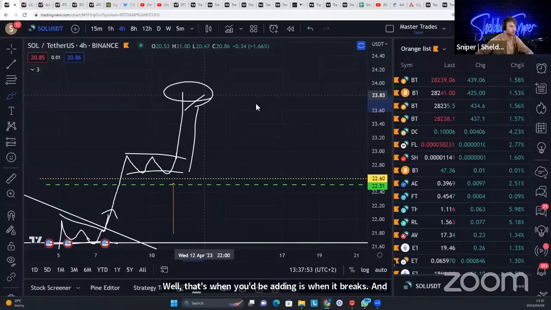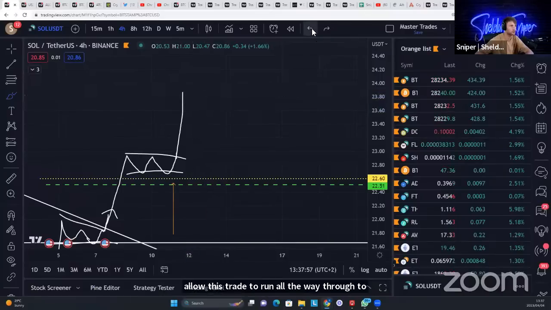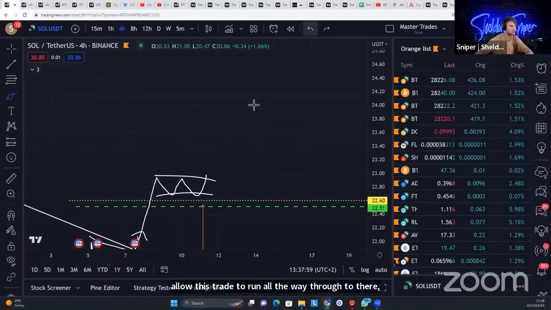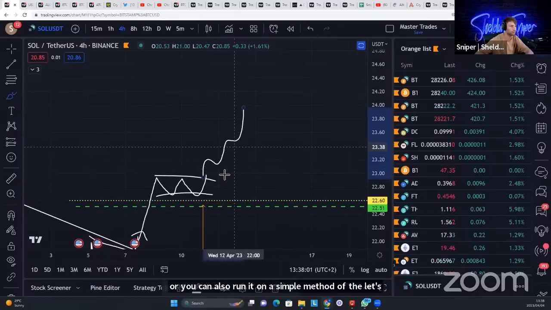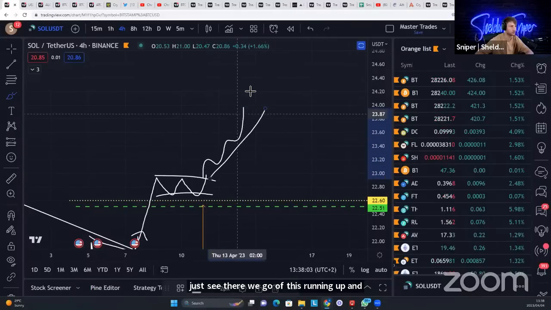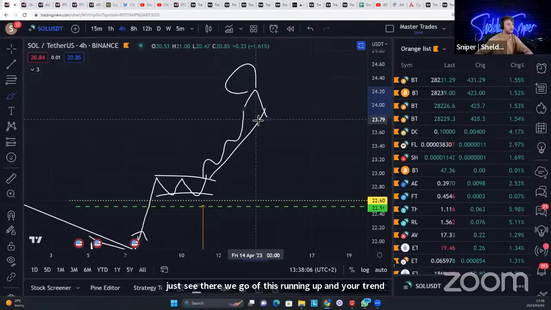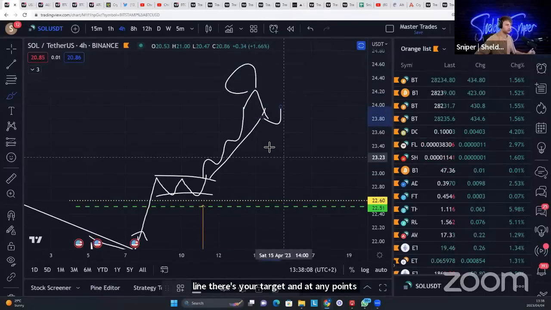Or you can also run it on a simple method of, let's just see, there we go, of this running up and your trend line. There's your target and at any point. So basically you're using that last run. This is the trade that you want.